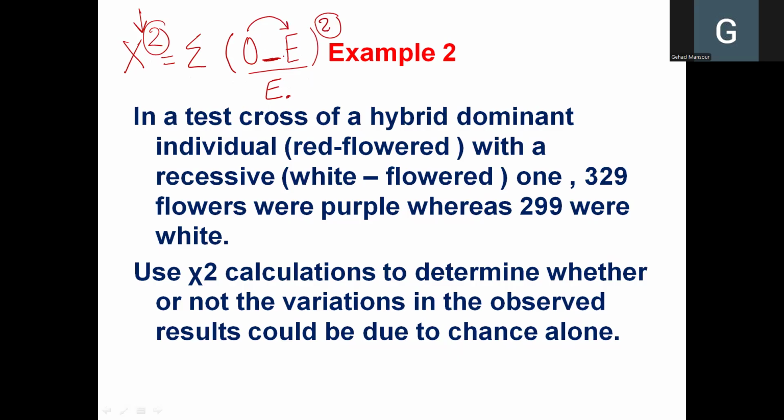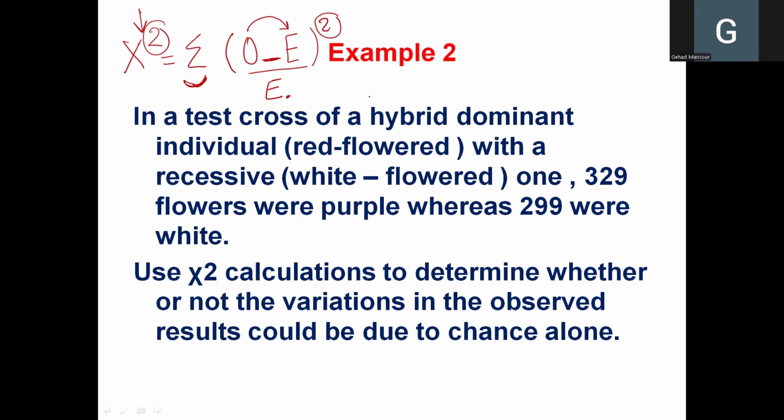So it's not enough to find out that the difference between the two is big, but how big is it related to the original value, as you know. And why is there this symbol sigma? Because we are doing this for every trait, and then we are summing up all the chi-squares for all the traits, as we will see in the example.